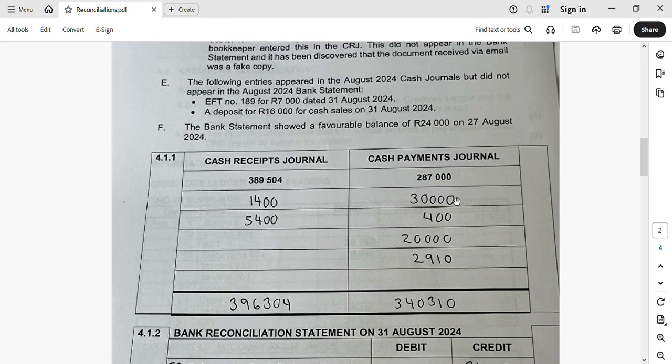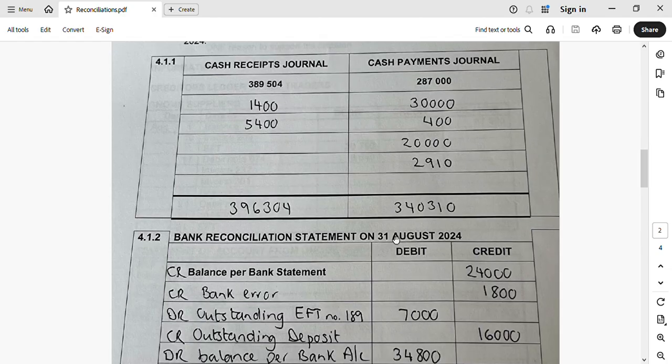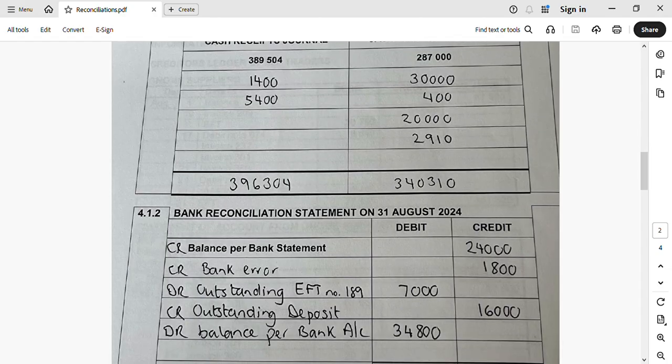Then they tell you that the bank statement showed a favorable balance of 24,000 on the 27th of August. So in this case, the bank owes us money, so we're going to report that in the credit column of your bank reconciliation statement. The last thing which you must do is you must add up your CRJ and CPJ to get method marks, and then this bank recon statement we need to balance.